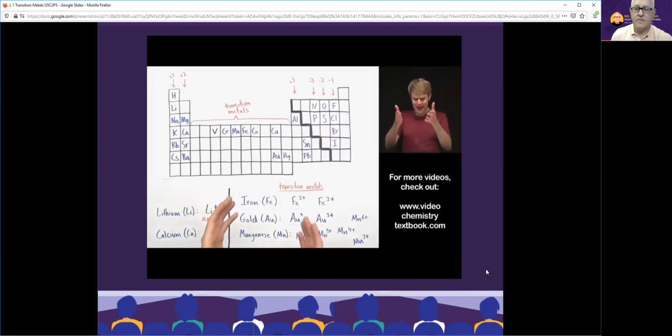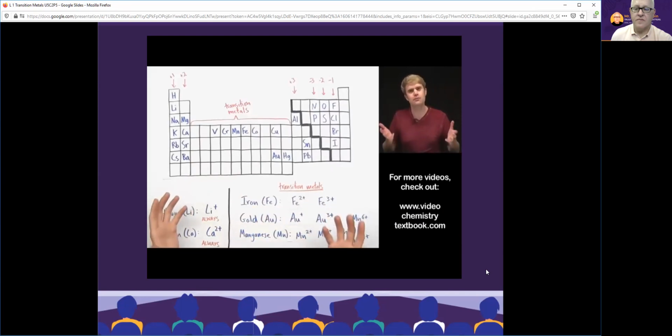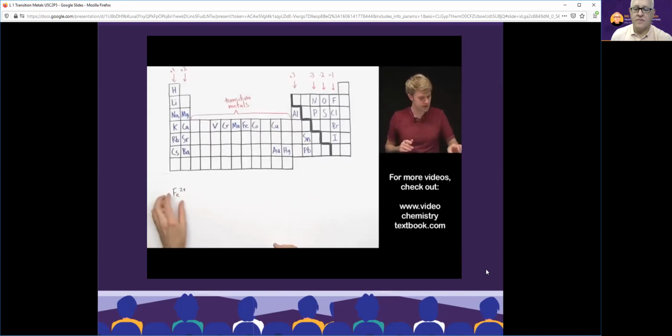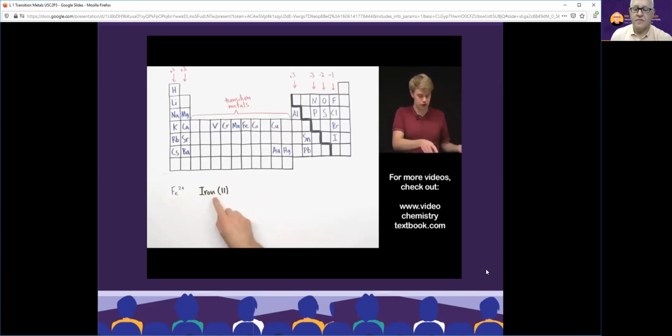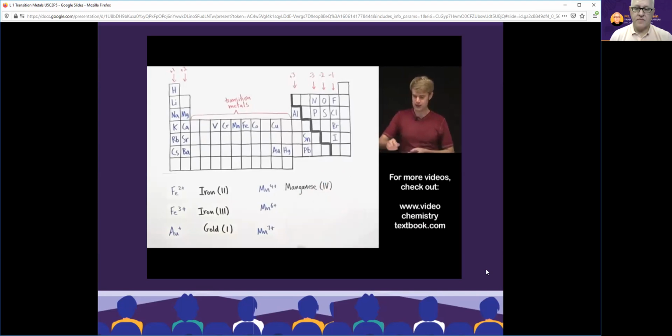So, when we have these elements that can make different types of ions, how do we tell them apart? Well, we have to use a naming system that uses Roman numerals. I'll show you what I mean. Using this Roman numeral notation, we call the Fe2+ ion iron(II), with a 2 in Roman numerals in parentheses. Fe3+ is iron(III). Gold 1+ is gold(I). And manganese 4+, 6+, and 7+ are written as manganese(IV), manganese(VI), and manganese(VII).